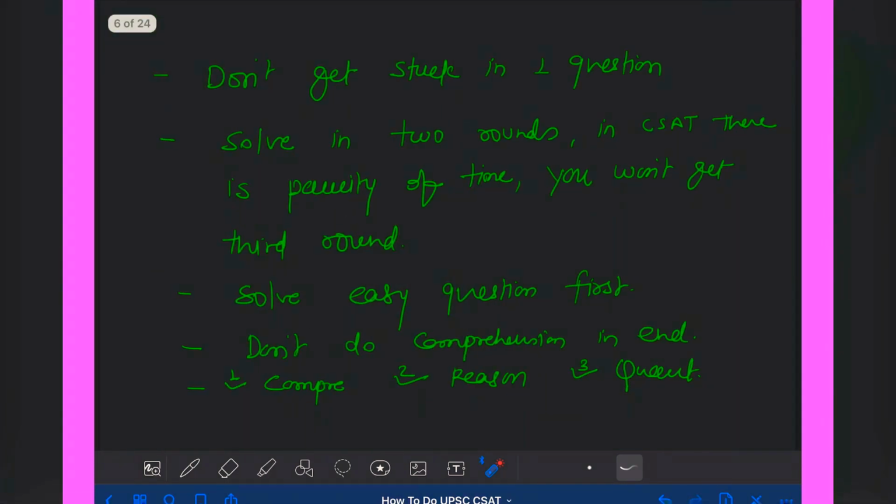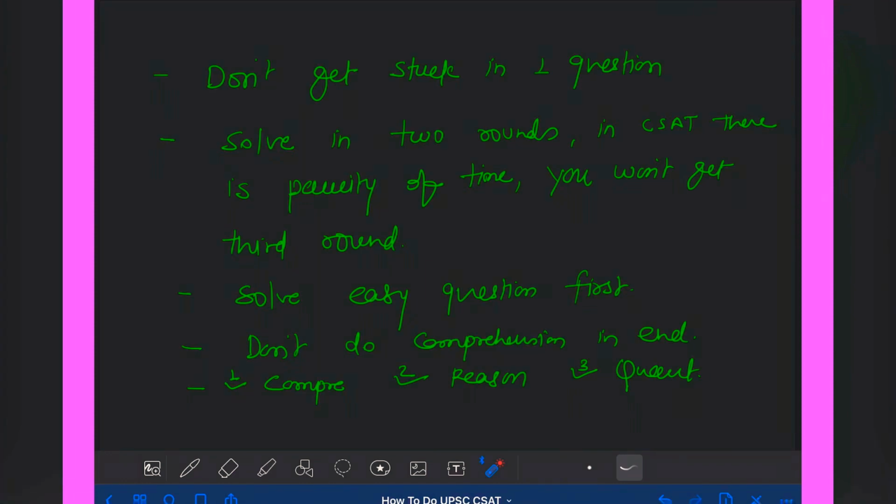The third thing we are going to discuss is: do not get stuck in one question in the examination hall. If you are not able to solve a question, move on to the next question. There are 80 questions, 2 hours, and you need to get 70 marks, and for that do not get stuck in any question. There can only be 2 rounds, because in CSAT there is a paucity of time, so there cannot be a third round.